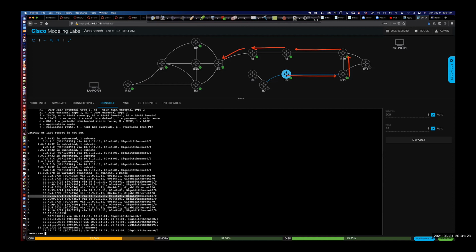So EIGRP is smart enough to know that if you put the network statement in with quad zeros, it's going to look at the configuration on that interface to see what the subnet mask is, and then it's going to advertise it for you with that subnet mask, right? Like you would want it to do. And so that's a good thing.